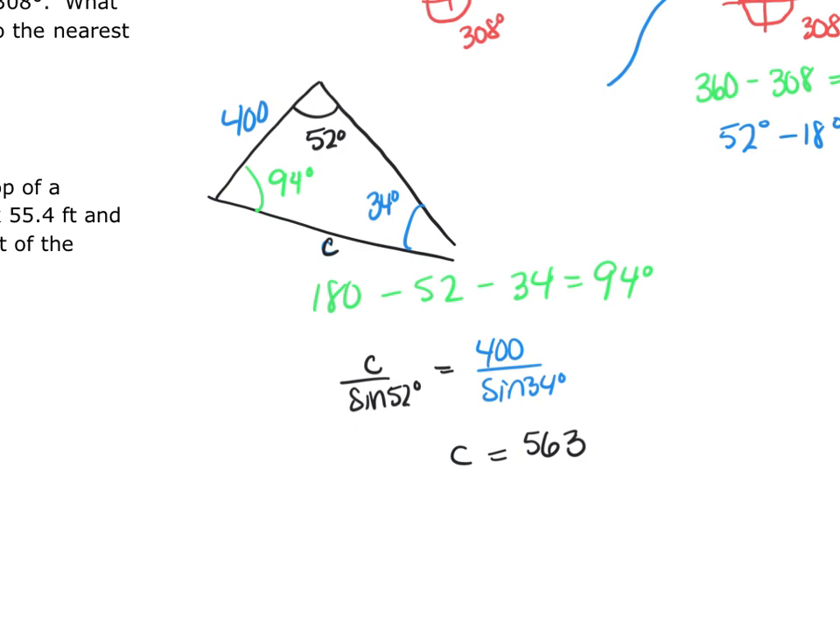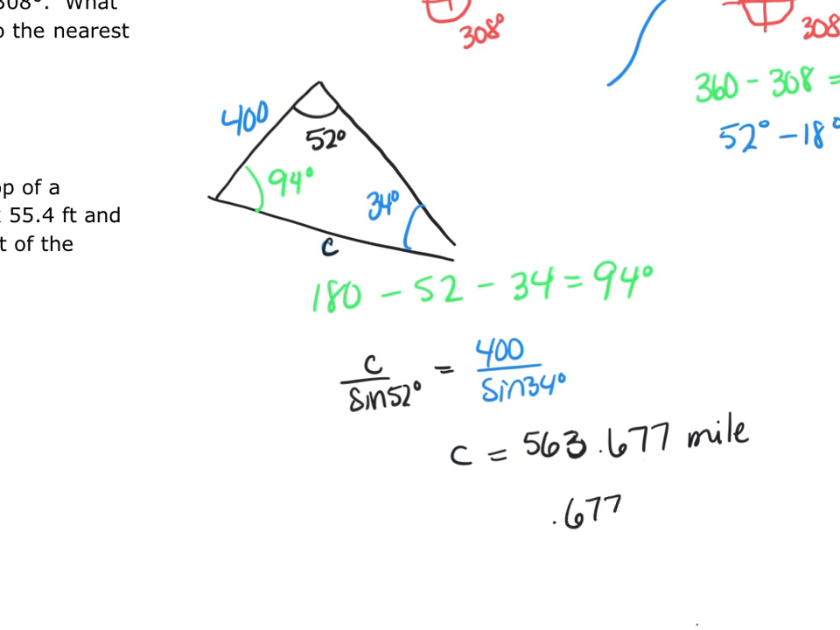Actually, that's not to the nearest foot. That is to the nearest mile. So that is 563.677 miles. And then we'd have to do that conversion because they want it to the nearest foot. So we're going to have to take and convert just this part.